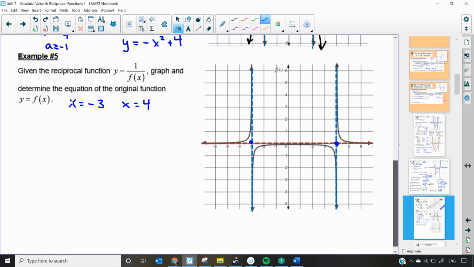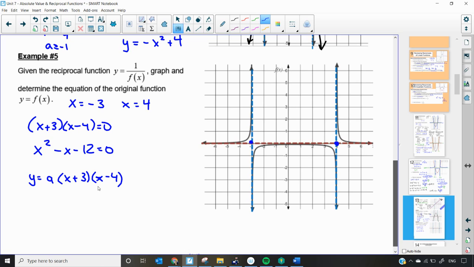So if our x-intercepts are happening at -3 and +4 for the original function, that means my factors would be x plus 3 and x minus 4. And so I can expand that out, and that gives me x squared minus x minus 12 equals 0. Now we don't know exactly how wide this graph is, so this would be the same as writing y equals a times (x plus 3) times (x minus 4). For the purposes of this, we're going to assume that our original function is y equals x squared minus x minus 12.